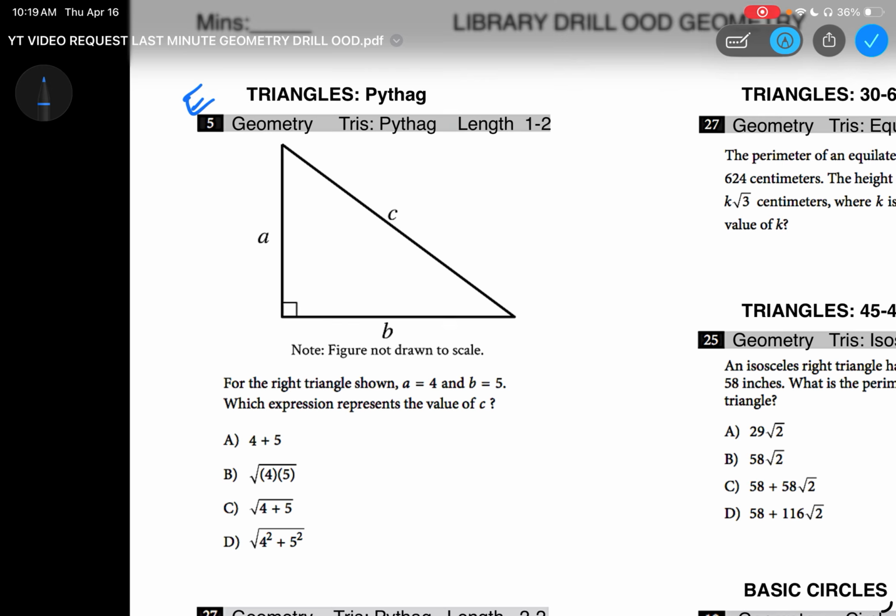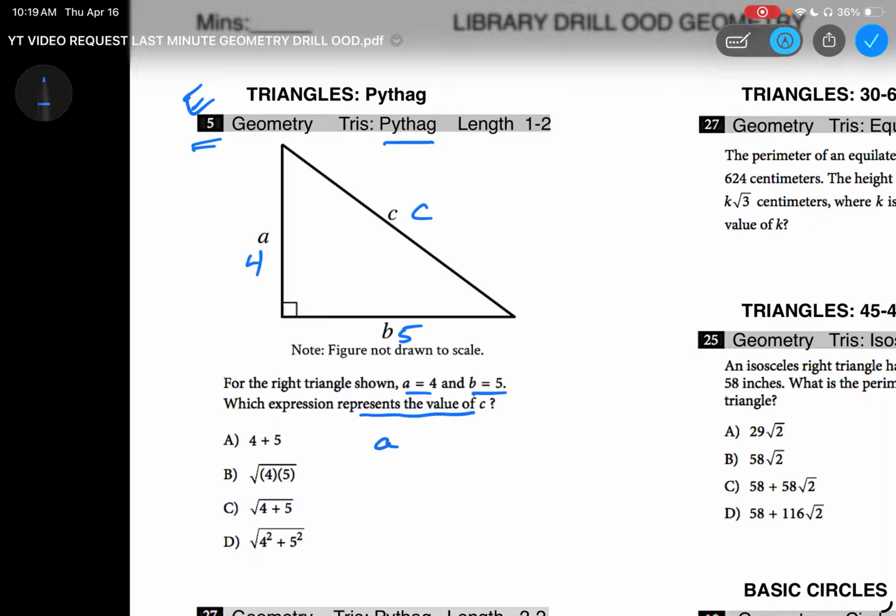Now we see this right triangle. We know the world of right triangles deals with Pythag. And this question is testing Pythag. Answer choices look kind of scary, but we know it's question number 5, so it can't be hard. For the right triangle shown, A equals 4, label that on your scratch piece of paper, and the other measurement is 5. Which expression represents the value of C?